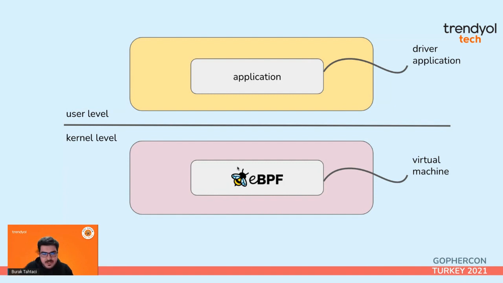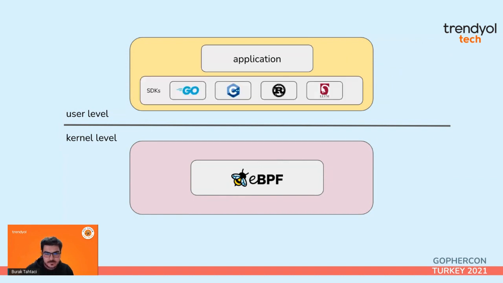And this is a sandbox environment to execute our BPF programs. And we have a user-level driver application, which is developed in a high-level language. The driver program loads the kernel programs into the virtual machine. Many high-level languages, such as Go, C++, Rust, or LLVM, provide SDKs to develop user-level applications with eBPF. And the SDKs can provide a way to load kernel programs into the kernel VM.